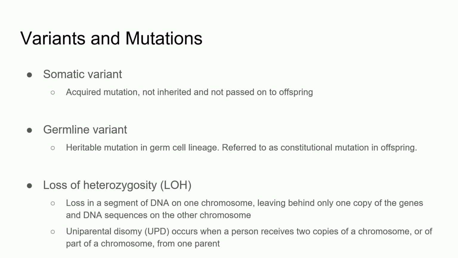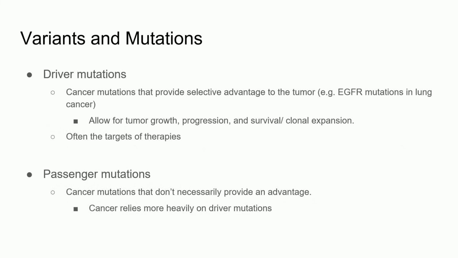Loss of heterozygosity, or LOH, is the result of losing a segment of DNA from one chromosome, leaving only one copy of that DNA segment on the other chromosome. Uniparental disomy is a form of LOH that occurs when a person has 2 copies of a chromosome or part of a chromosome from one parent. Driver mutations describe cancer mutations that actively provide a selective growth advantage to the tumor. Passenger mutations describe cancer mutations that are present but don't seem to be required for tumorigenesis or cancer survival.